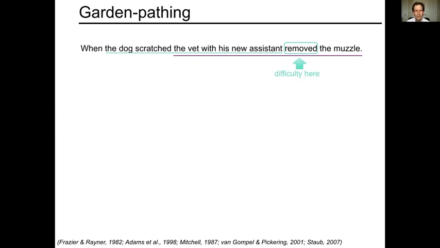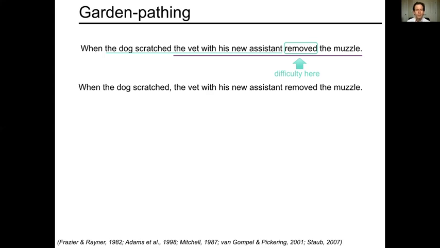You can contrast this with a case where the word scratched were followed by a comma demarcating the end of the subordinate clause. Then actually things typically are not so difficult. When the dog scratched, the vet with his new assistant removed the muzzle. Now at this point, this potential interpretation where the vet with his new assistant is the object of scratched is blocked by the comma, rendering removed easier.